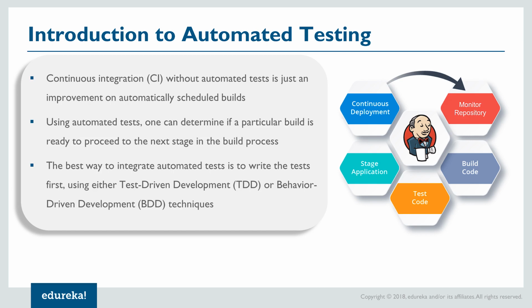So the best way to integrate automated tests is to write the tests first using either the test-driven development approach or behavior-driven development techniques. So what are these two things we are talking about? In recent times, they have gained a lot of popularity, both test-driven and behavior-driven. So what exactly do they mean? The first one, test-driven development, can be defined as a programming practice that instructs developers to write new code only if an automated test has failed. So this avoids duplication of code. The primary goal of test-driven development is to make the code clearer, simple, and bug-free.